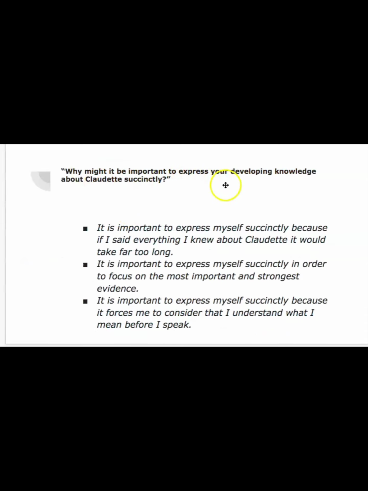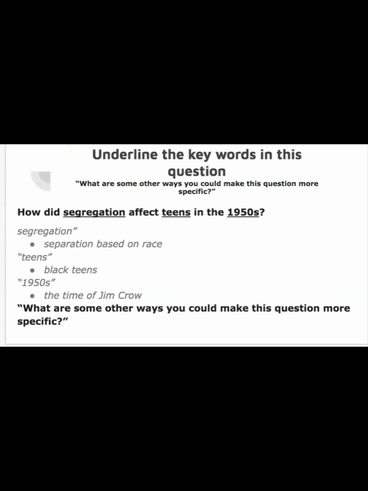Why might it be important to express your developing knowledge about Claudette succinctly? So what are some ways you could make this question more specific? How does segregation affect teens in the 1950s? So what type of segregation?